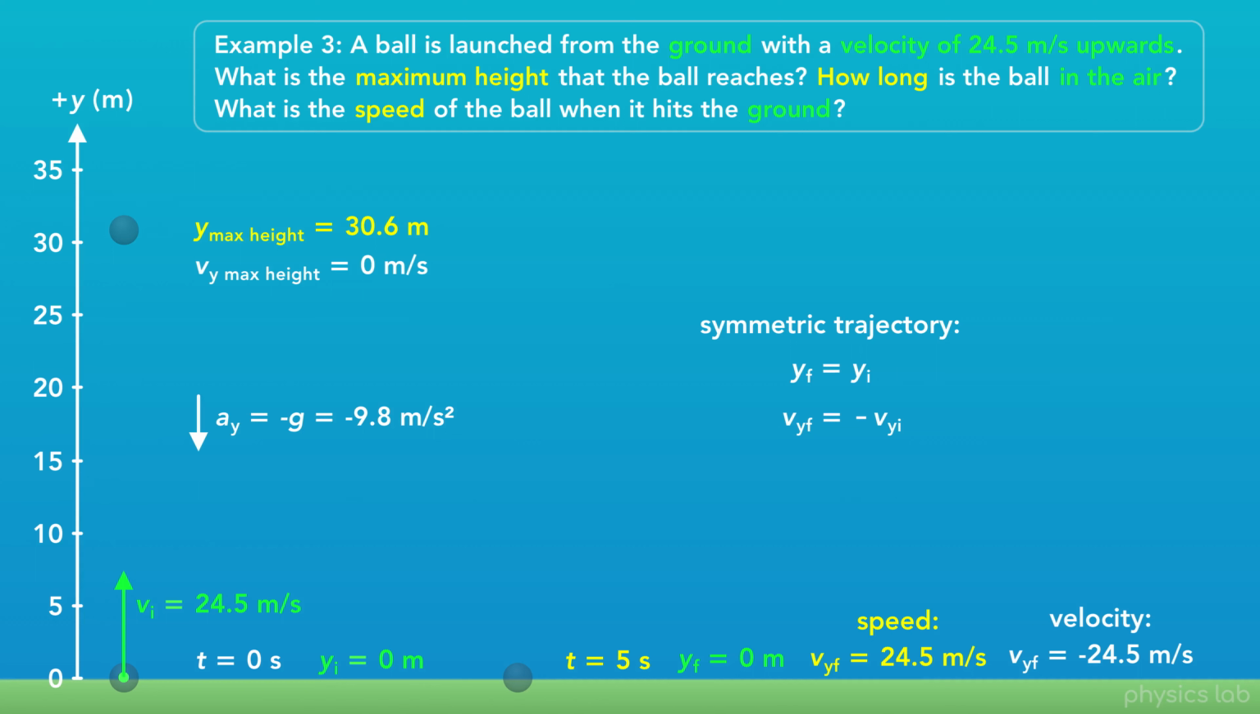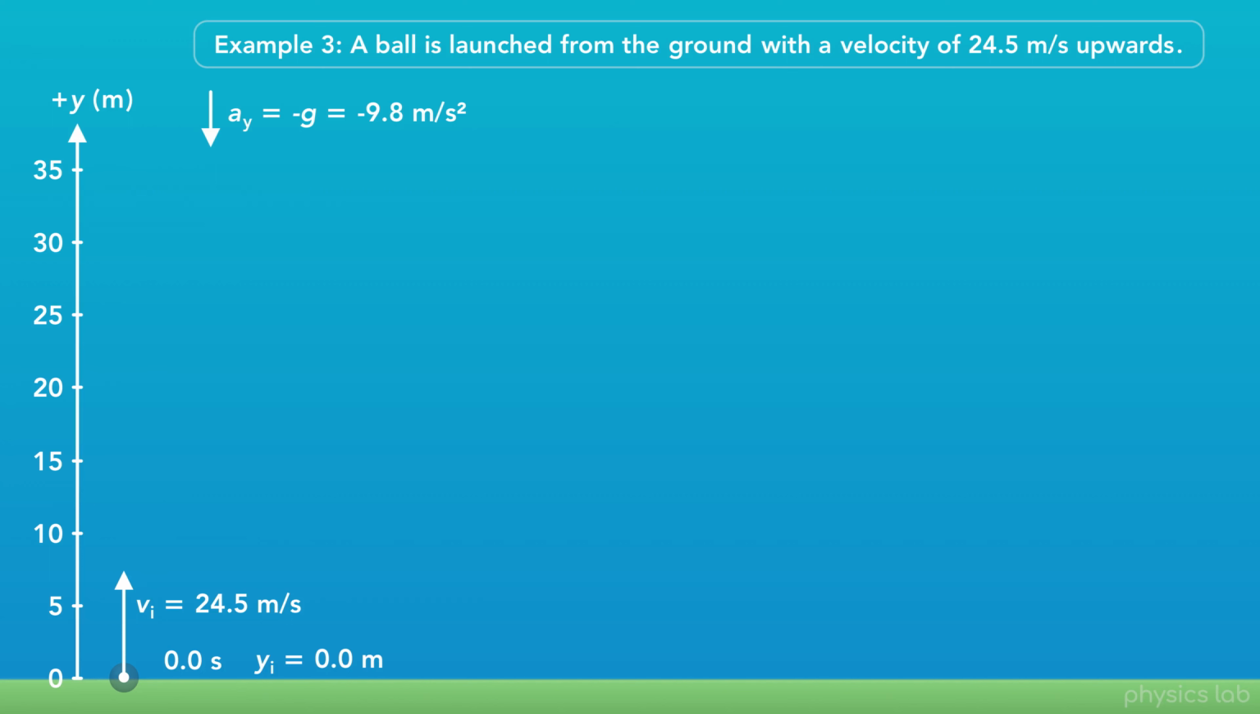So we could have just answered this part conceptually by knowing that the final speed is the same as the initial speed, because the ball starts and ends at the same height. Now let's take a closer look at this motion, where an object starts with an upwards velocity. Here's what the motion looks like.